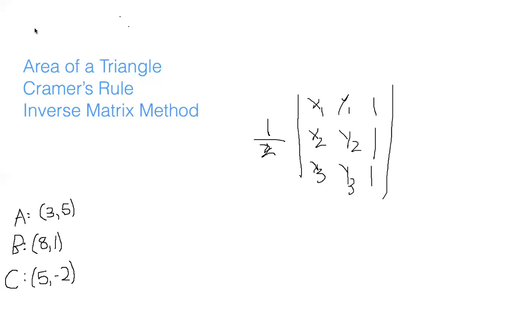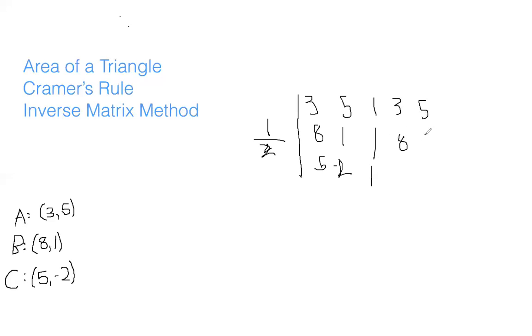So now when we plug the numbers into all these places, let me just erase this first. So you have the 3, the 5, the 8, and the 1, 5, and then the -2. Sorry about that, -2. And then you want to expand this to make the 3x3. So 3, 5, 8, 1, 5, -2.